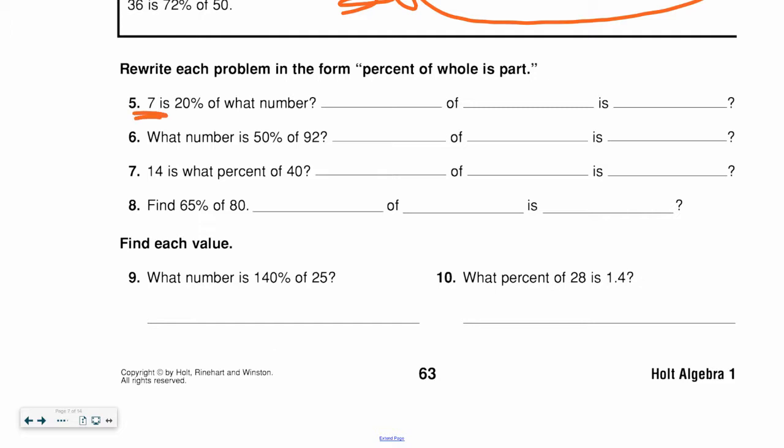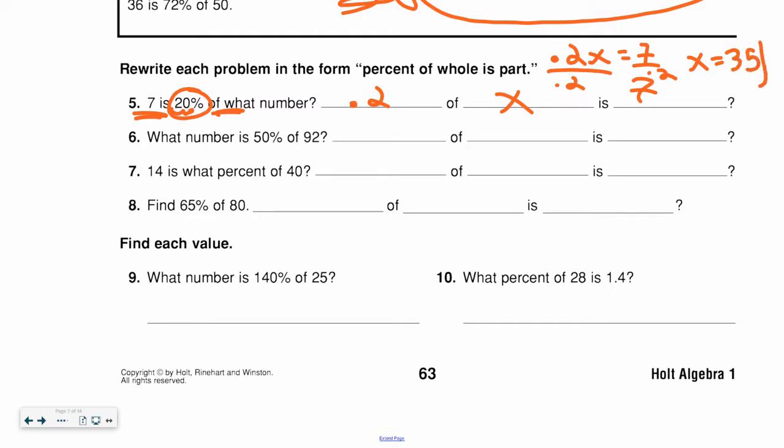So 7 goes where the is. 20%, the decimal place is here. So what happens is I move it twice. So it becomes 0.20. You can write the 0. You don't have to. Of what? I don't know, because the of is what, so that's my x. So this would translate into 0.2x equals 7, which then, if I wanted to solve it, I would divide by 0.2. X would end up being a larger number. Now, when I am dividing by a decimal, the number gets bigger, so my x is 35.